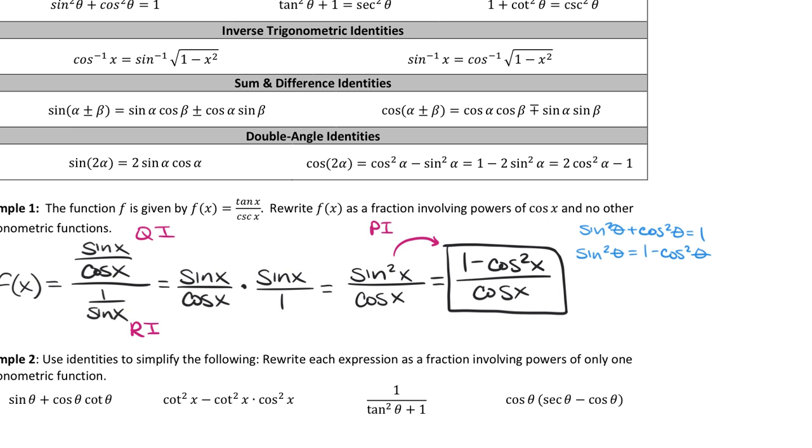So now I can substitute using this Pythagorean identity. Sine squared of x becomes 1 minus cosine squared of x. They're equal to each other. I can substitute them in and out.